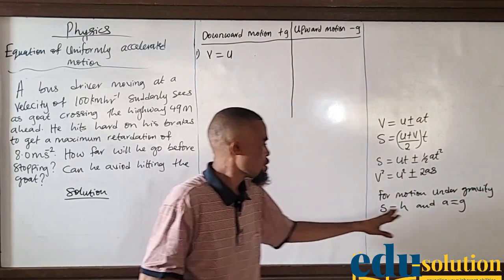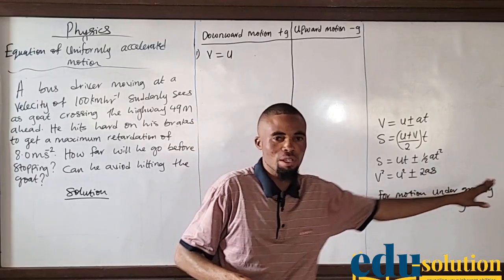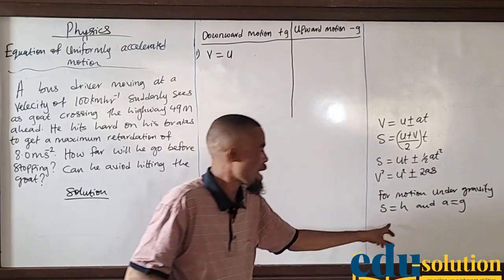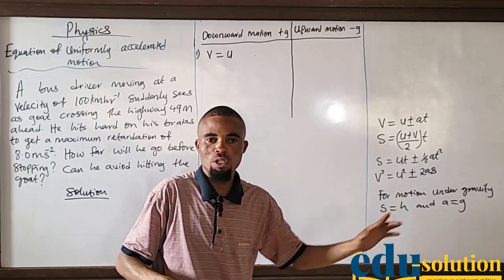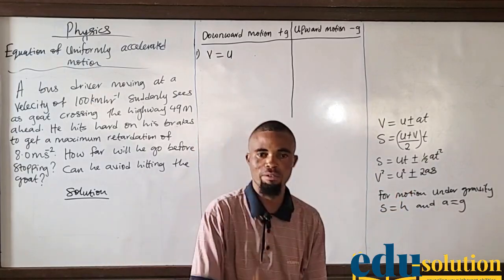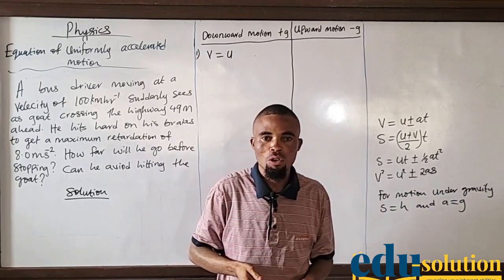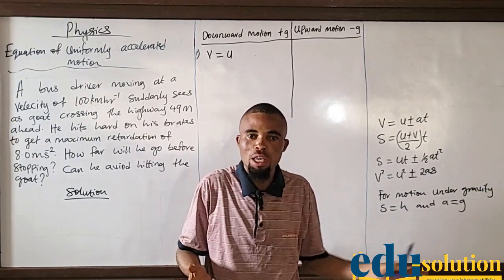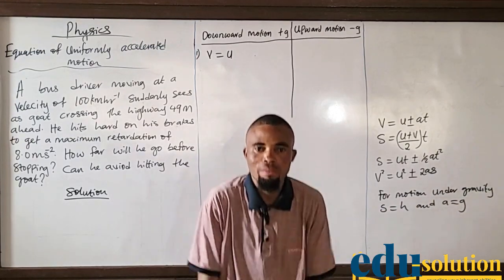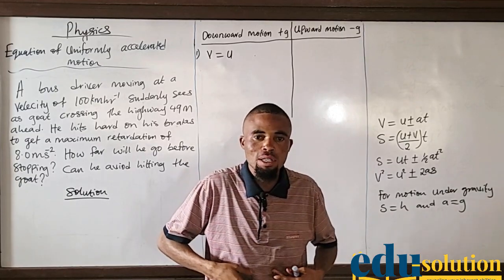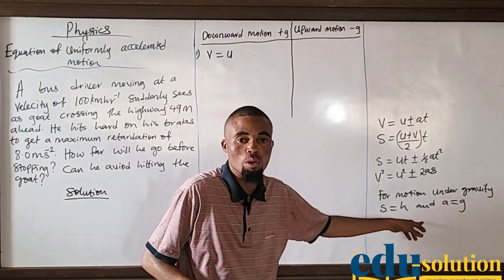Now look at this. For motion under gravity, let's start with this: S is equal to H, because if you have to do with gravity, that means it's talking about vertical. S here is talking about distance or displacement, but H is talking about height. As I am now, I am vertically standing. You can't say my distance; rather, you say my height. So this is the reason why we are using H to replace S.